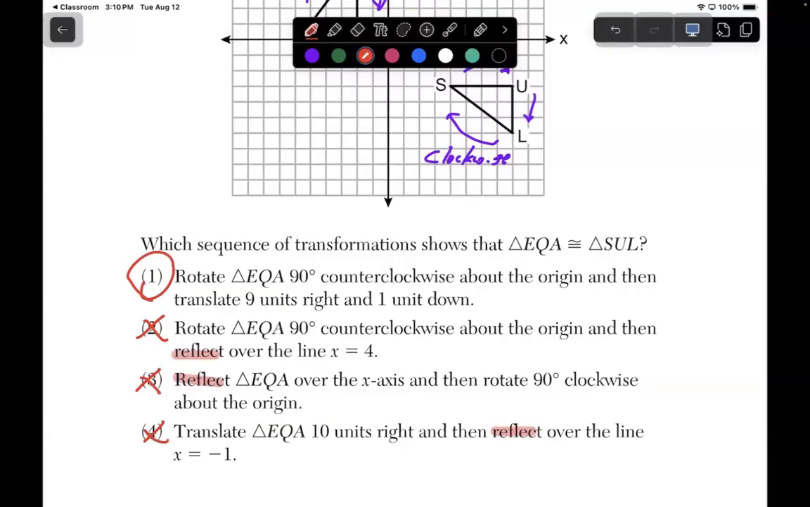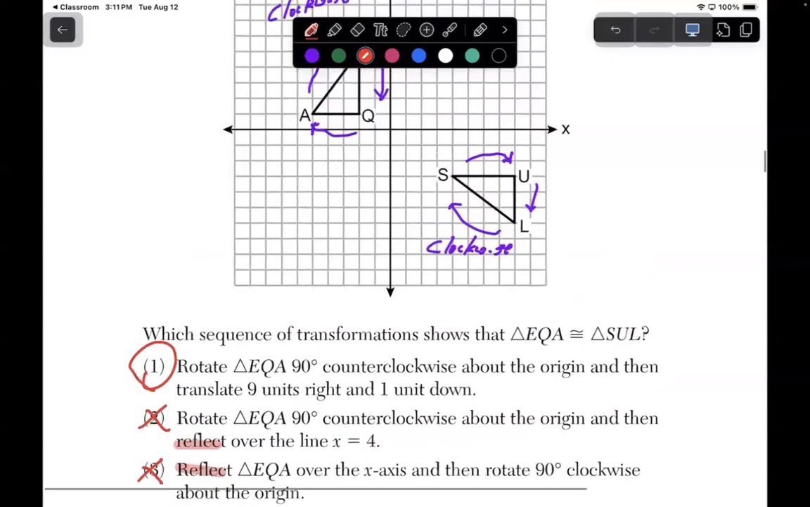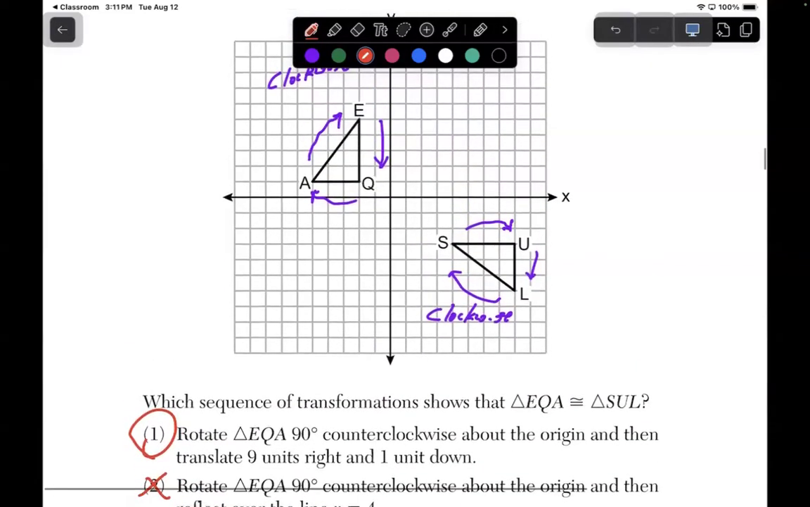Because it's a rotation and a translation. It has to be that one. It cannot be any of the others. So that is so easy if you just do that one little trick of putting in the arrows and determining whether they're going the same way or the opposite ways. Okay.